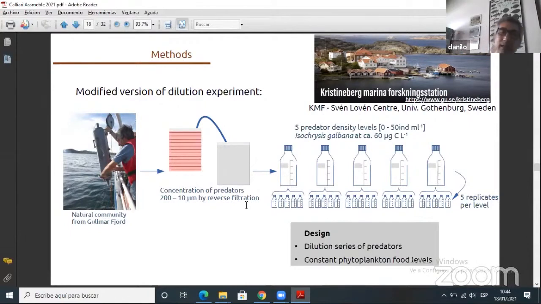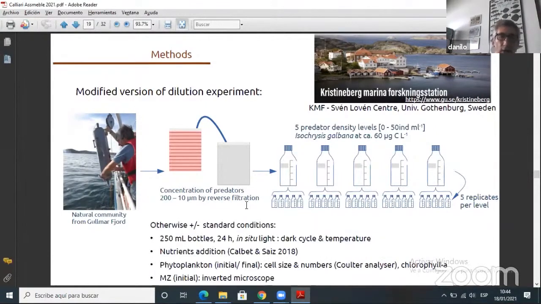And to them, we added a cultured alga, Isochrysis galbana, at a known and constant amount in every treatment. That amount was 60 micrograms of carbon per liter. So we had a design with a dilution series of predators, but constant phytoplankton food levels across conditions.